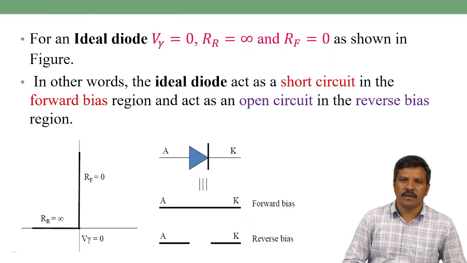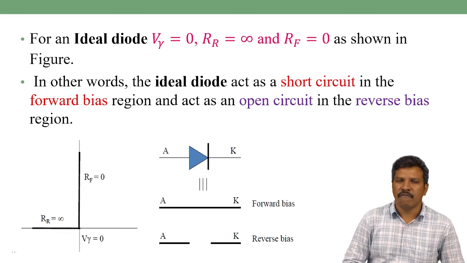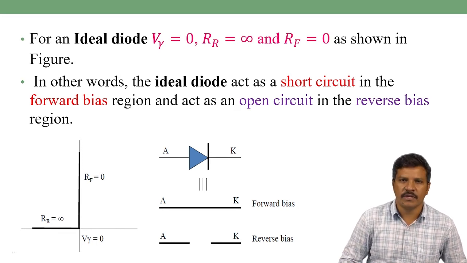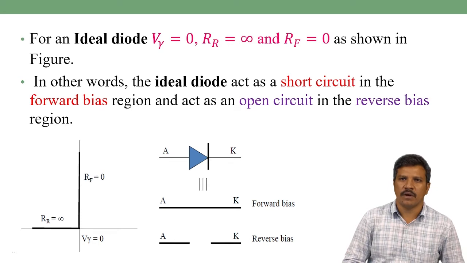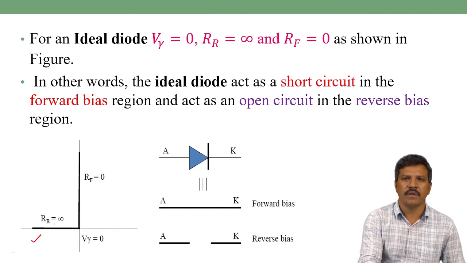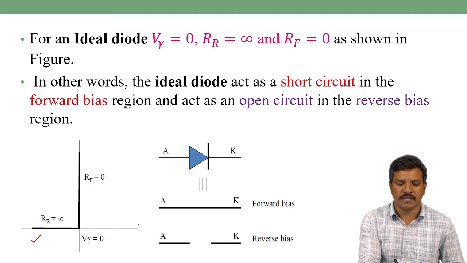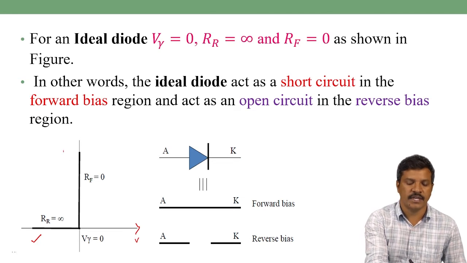First, coming to the first model, we can explain this first model of diode by taking some approximation values. For an ideal diode, V gamma is equal to 0, reverse resistance is equal to infinite, and forward resistance is equal to 0, as shown in the figure. If you take this, it is a diode VI characteristics. It is a voltage versus current, diode voltage versus diode current.